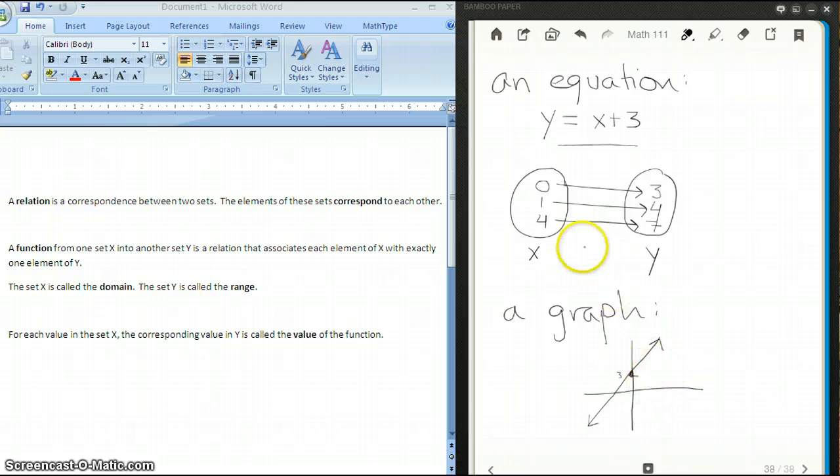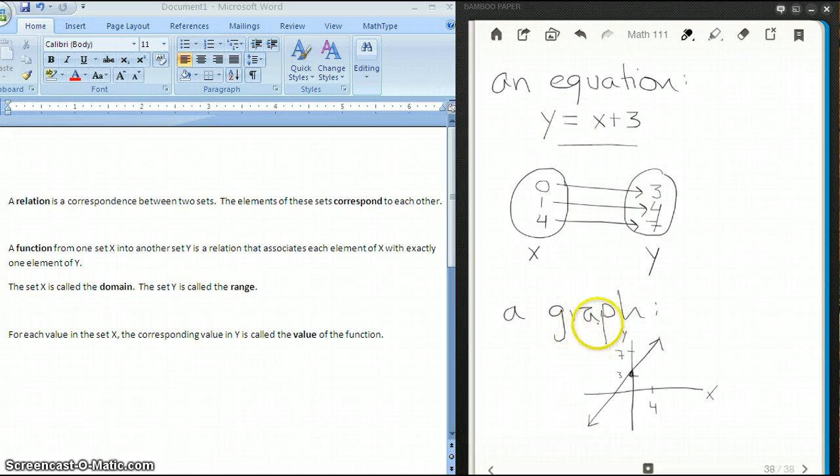Again, if you think back to the mapping idea, when you take a value of x, say 4, it would produce a corresponding value of y. If x is 4, I plug that into the equation, and I get out a corresponding value of y, which is 7. So there is a relationship between the values of x and the values of y. So far we have a mapping, we have an equation, we have a graph. What else?